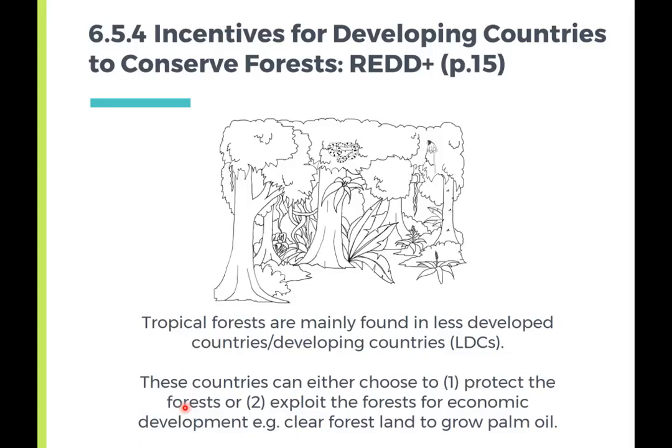Okay, but there's also a second option, which is that these countries can exploit the forest for economic development. So, for example, in our neighboring Indonesia and Malaysia, oftentimes the decision made is to clear forest land to grow palm oil. This is also understandable because many of these countries are less developed, so they do need to boost the economy and reduce poverty. And one way to do so is to conduct deforestation and then use the forest land for other purposes, such as agriculture or cattle ranching or logging and so on.